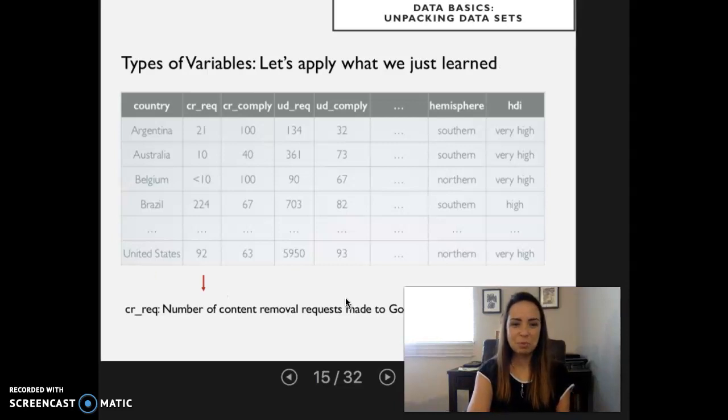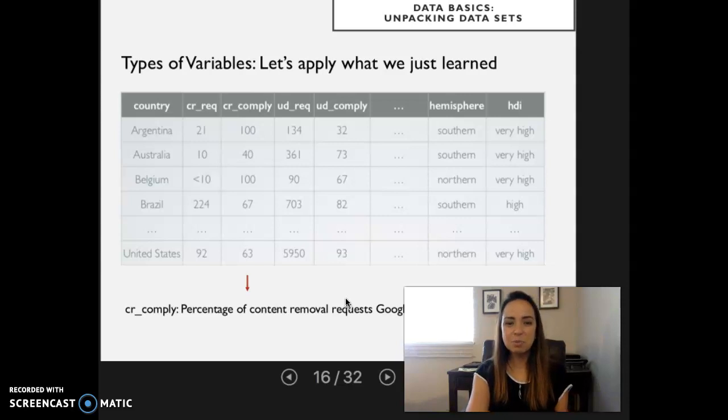Number of content removal requests made to Google. If you're thinking numerical and discrete, you're right, because it's just a count. There's no number between 10 and 11, 224 and 225, and so on and so forth.